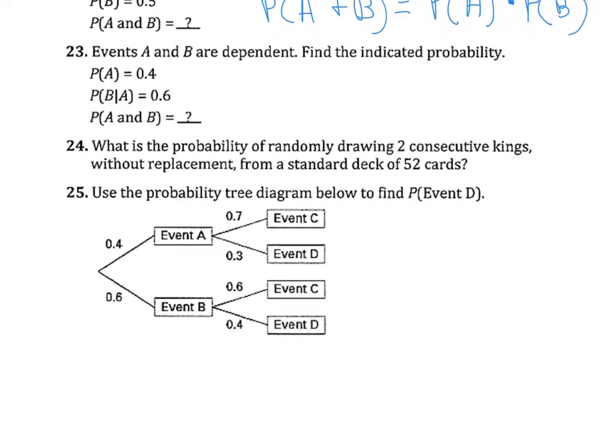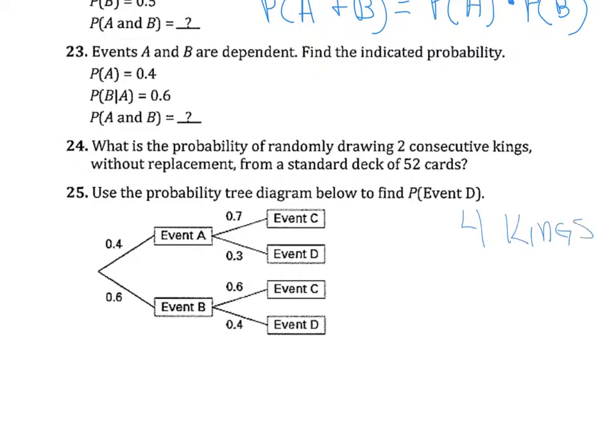24. What's the probability of randomly drawing 2 consecutive kings without replacement from a standard deck of 52 cards? So they're not putting the card back. We're going to draw 2 times. We're going to draw once and then again, but we're not putting the card back. So there are 4 suits, a king in every suit, so that means there's 4 kings.